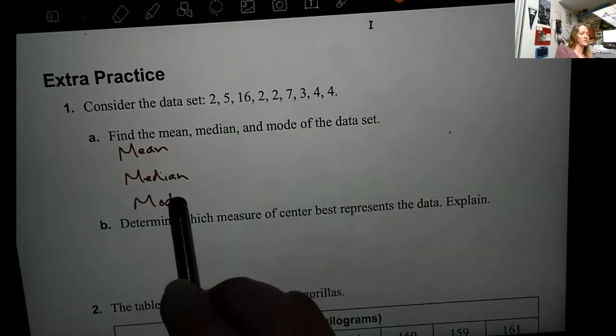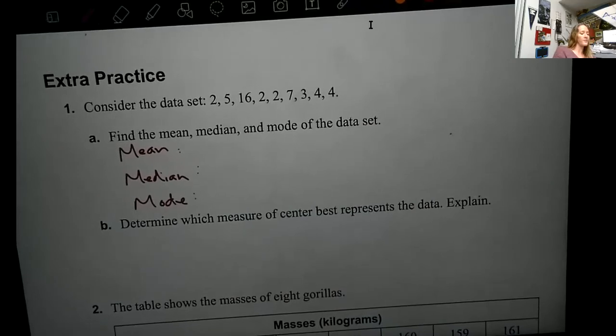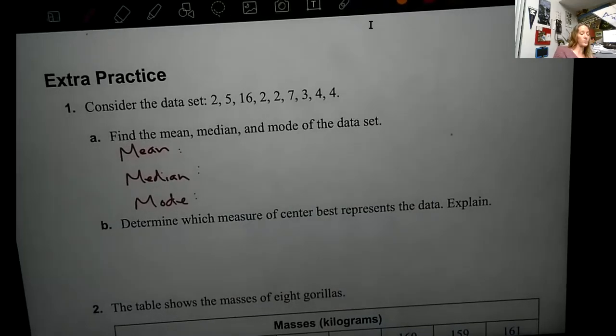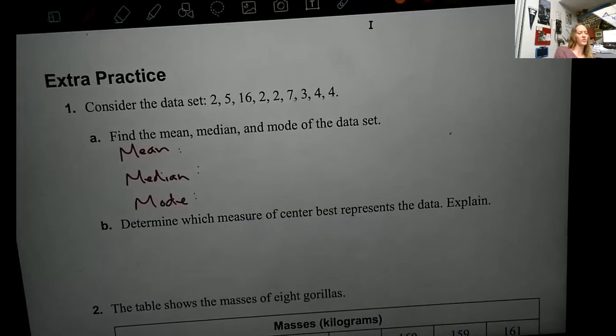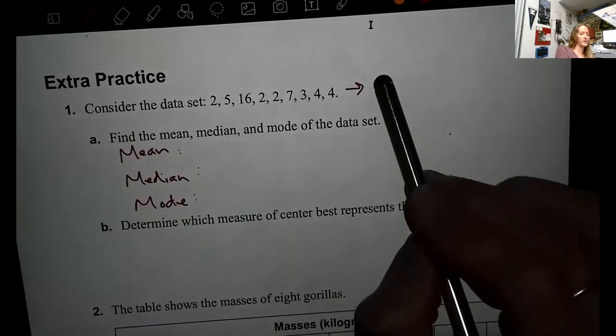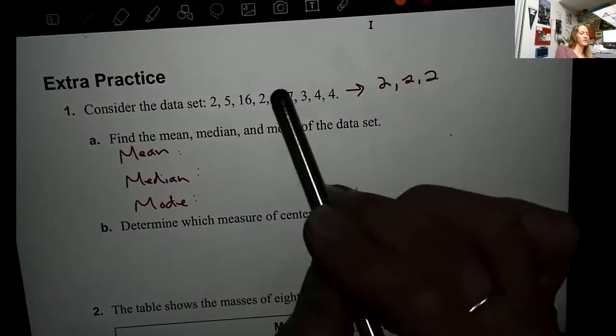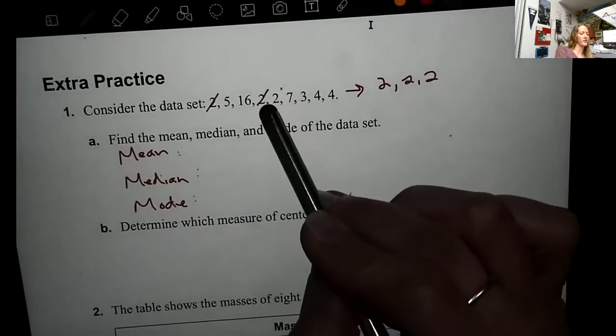And as we've already talked about, there are meanings to each of those and what they're asking for. But for at least the median and the mode, we do need to have this data set in numeric order. So I'm going to take a second right now and put it in numeric order. Now, I get a little lost sometimes with all of my data, so I'm going to cross off the ones that I've already written down.